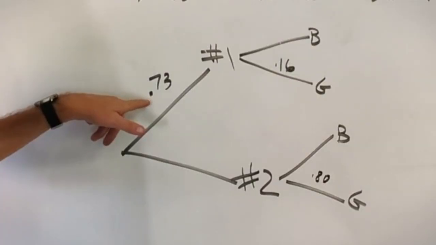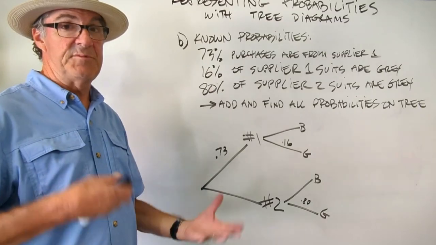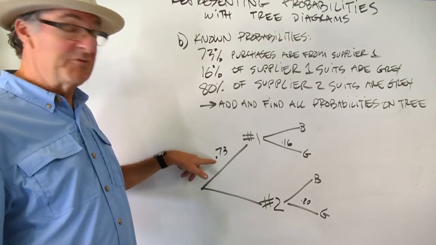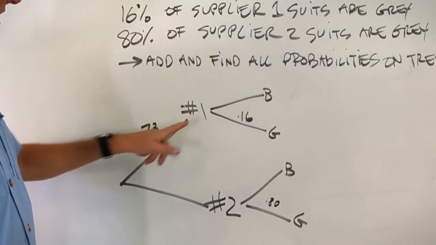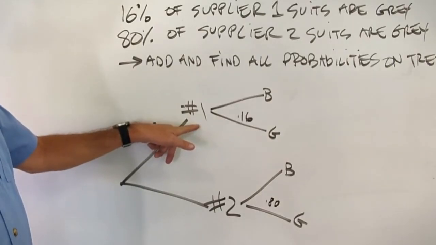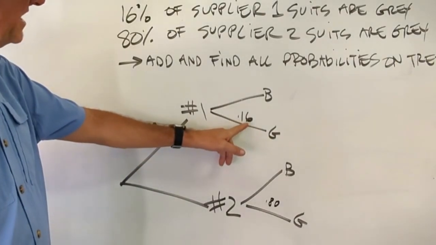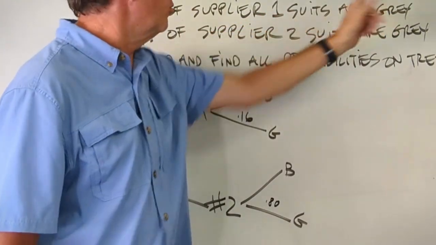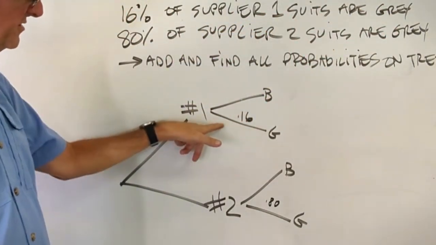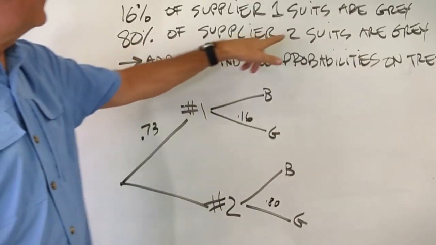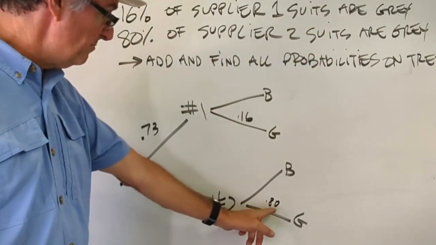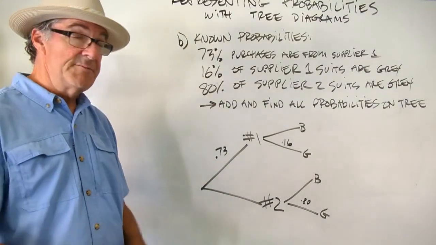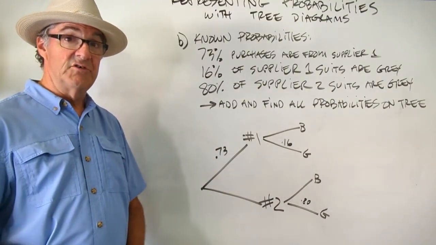So 73% is 0.73, because we're going to end up doing some multiplication and some other numerical operations. So we need to convert these into actual numbers that we can use. So 0.73 is the probability that he's buying from supplier 1. 0.16 is this one. That's the percentage of suits that are gray from supplier 1. So I put it by this branch. And then the last one was 80% of supplier 2 suits are gray. So that's 0.8 goes there. Now you have everything you need to finish. There's 3 branches that aren't labeled. So pause the video and go do that.